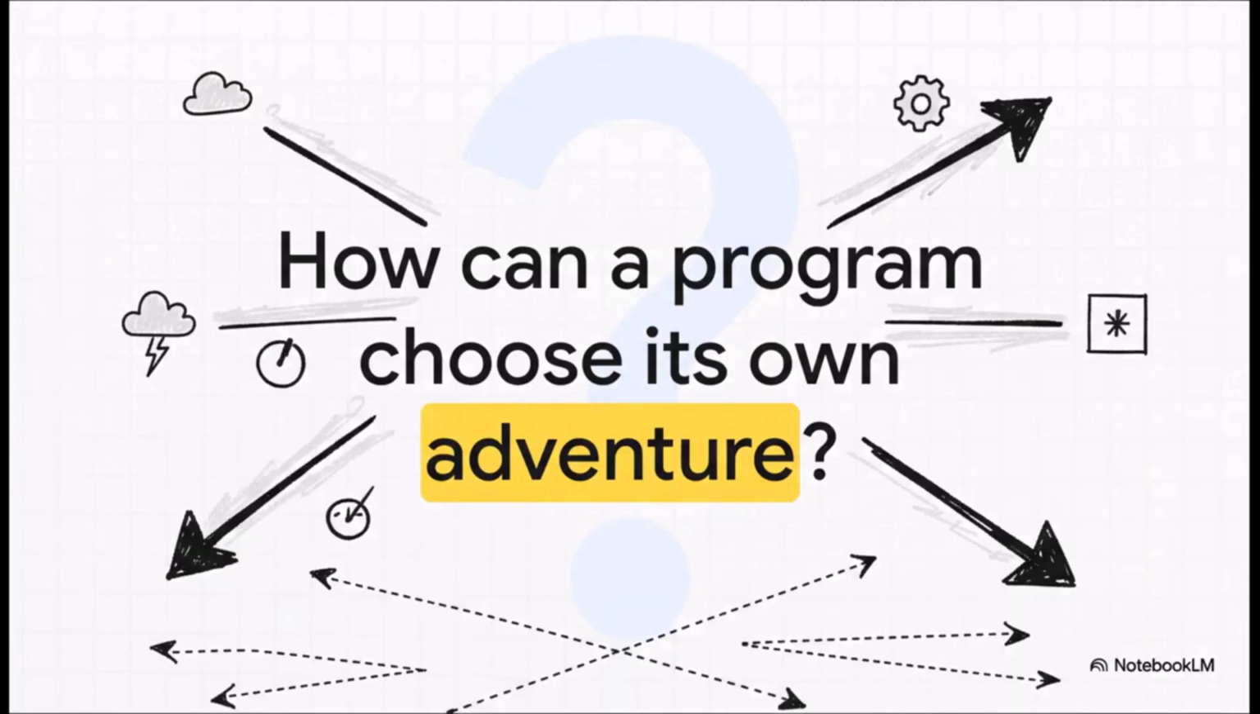So that really is the million-dollar question, isn't it? How do we get a program to choose its own adventure? We don't want it just blindly following a script. We need it to react, to adapt to whatever we throw at it, and carve out its own unique path every single time it runs.